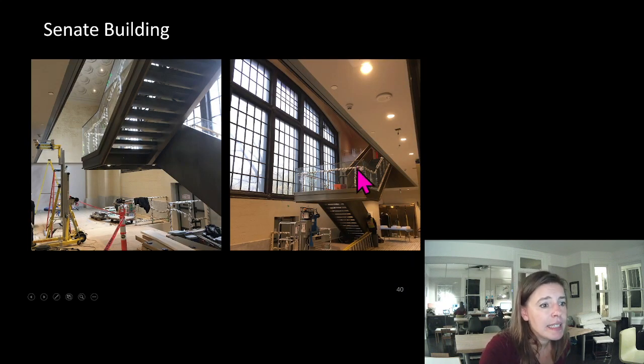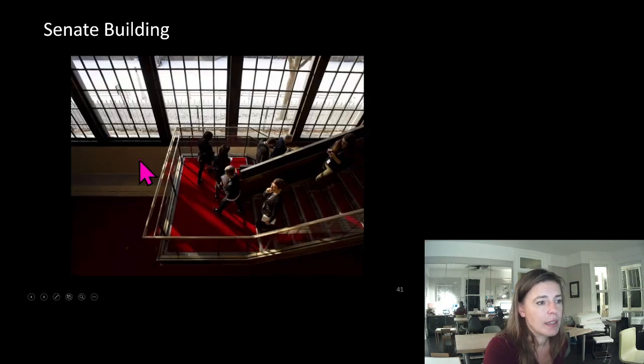So here it is with the glass railing, or the glass guard going in, and then you can see the handrail behind it. And here it is with the stone and its fancy red carpet, looking out into Ottawa, and you can see how this is going to be a great place to do photo shoots.